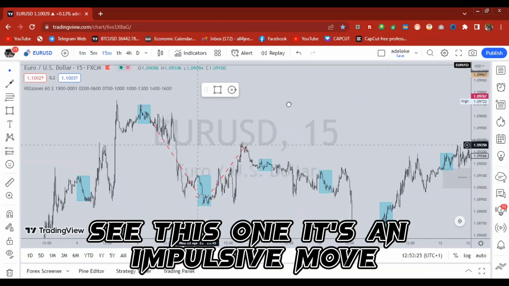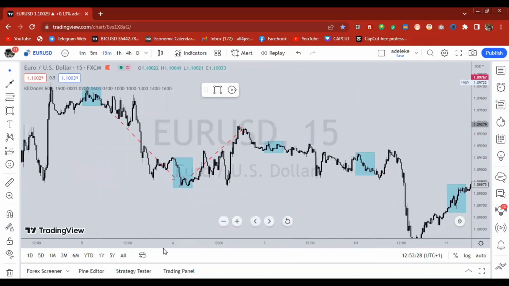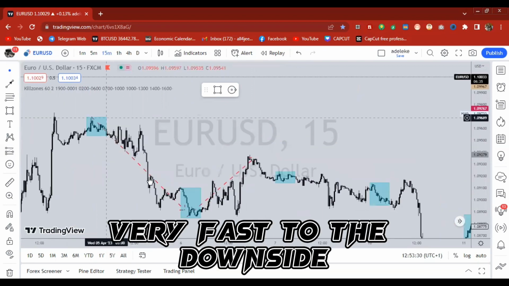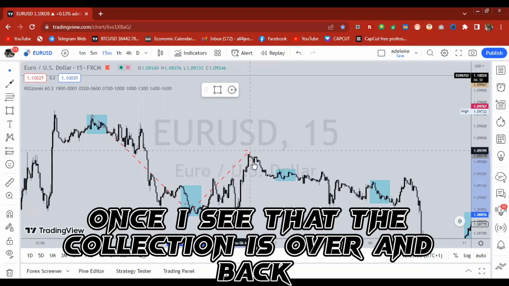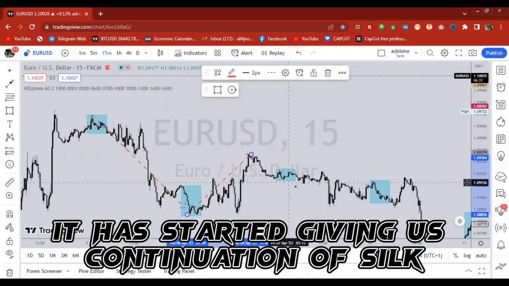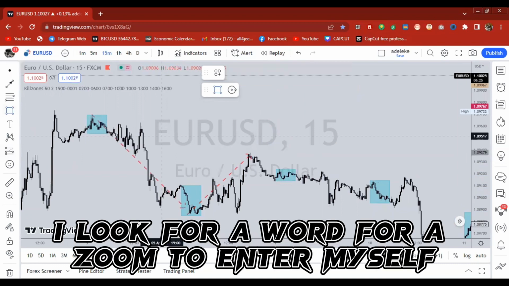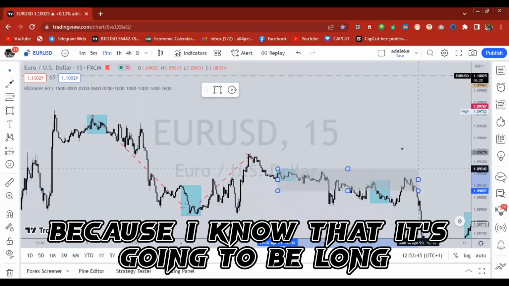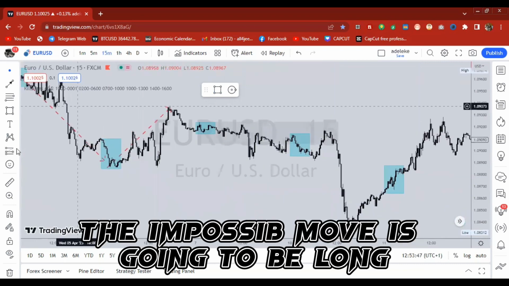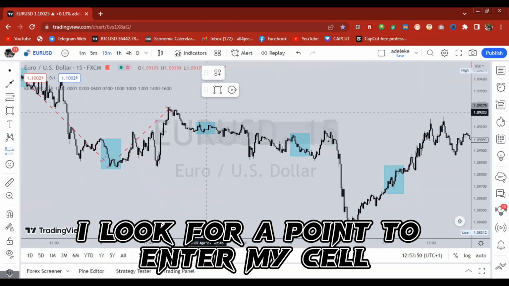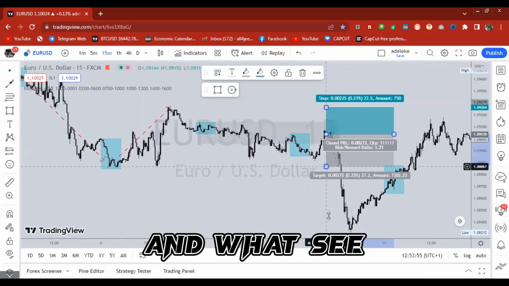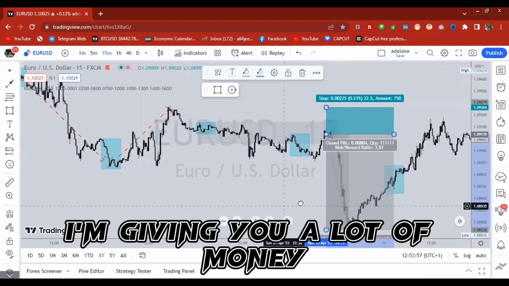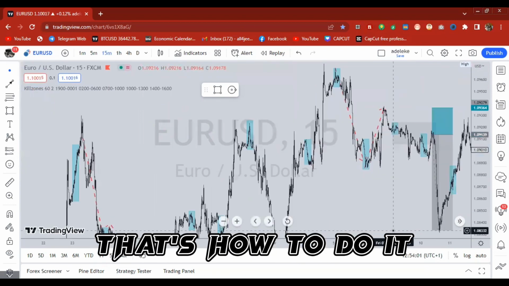See this one. This is an impulsive move, very fast to the downside. What do I do? I wait for the correction. Once I see that the correction is over and the market has started giving us continuation of the sell, what do I look for? I look for a zone to enter my sell because I know the impulsive move is going to be long. I look for a point to enter my sell, my stop loss here, and see a very long sell that has given me a whole lot of money. That's how to do it.